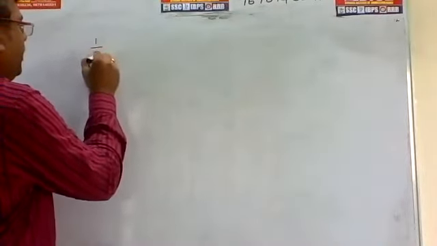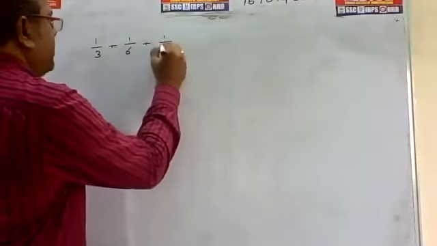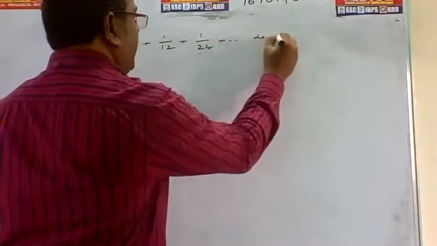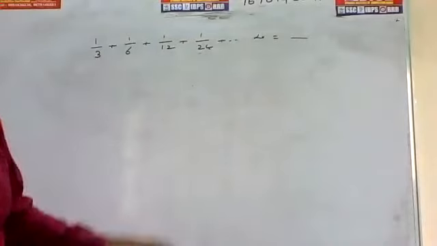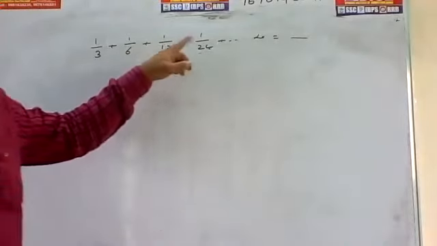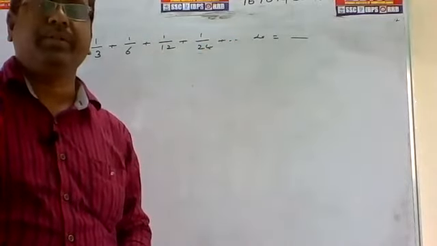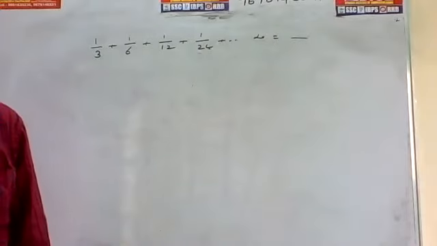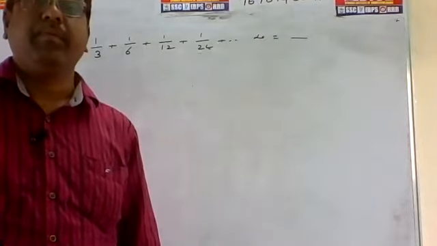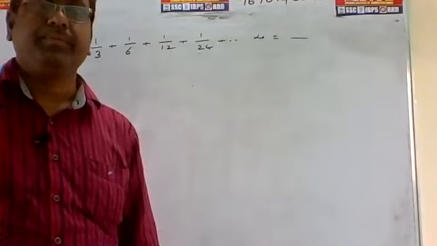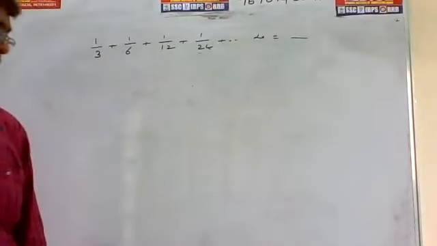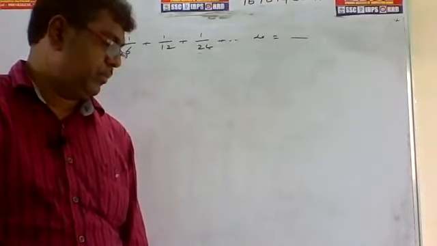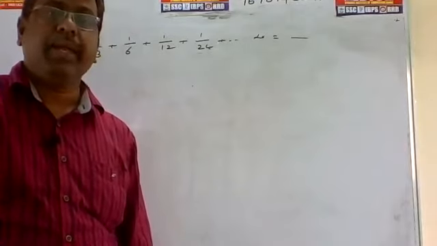1 by 3 plus 1 by 6 plus 1 by 12 plus 1 by 24 plus so on infinity is equal to dash. Anyone?